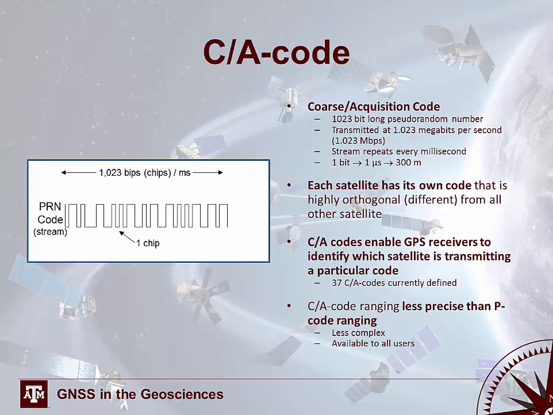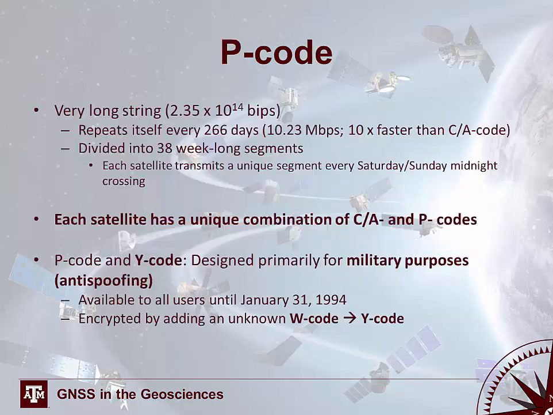CA code ranging is less precise than P code ranging, and this is because the CA code is less complex and it's available to all users. Also remember, I said this is modulated only on the L1 frequency, as opposed to the P code, which is modulated on the L1 and L2 frequency. So when we go to P code, now we're talking about a much longer string, a much longer code, and it repeats itself every 266 days. What this means is that by having that more complex code, you're able to more precisely determine your distance or your location from that satellite. So by the combination of CA and P codes, each satellite has a unique combination, so you can determine which one you are receiving a signal from.